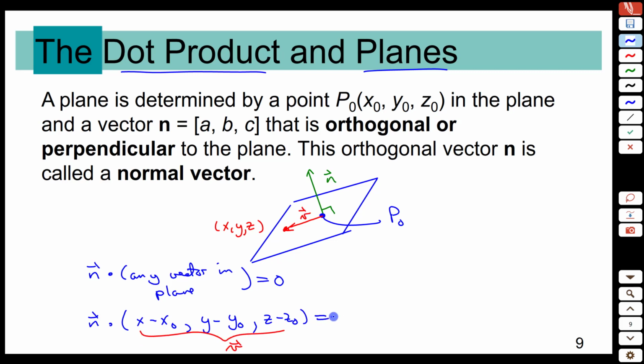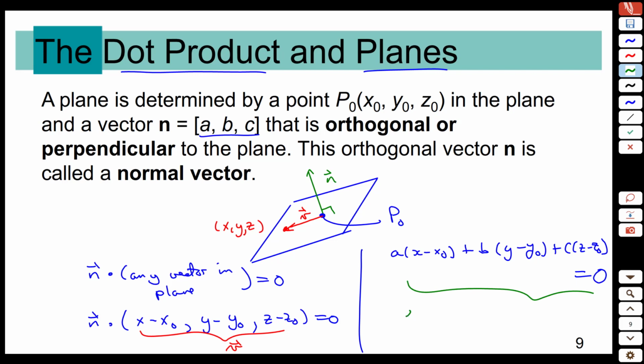If that dot product equals 0, we can then expand that out, and let's use the values a, b, and c here for the components of the normal vector. What that is going to give us is a times x minus x naught plus b times y minus y naught plus the third component, c times z minus z naught. That has to equal 0, and that is the equation of a plane.